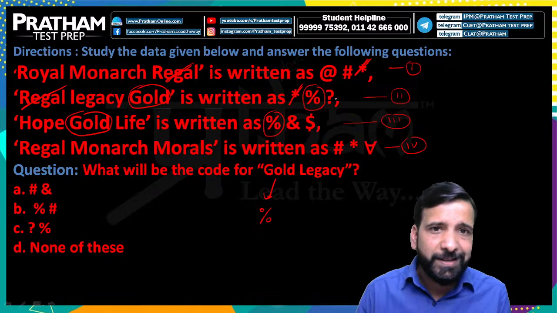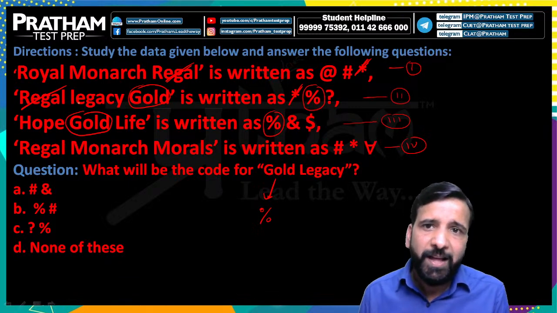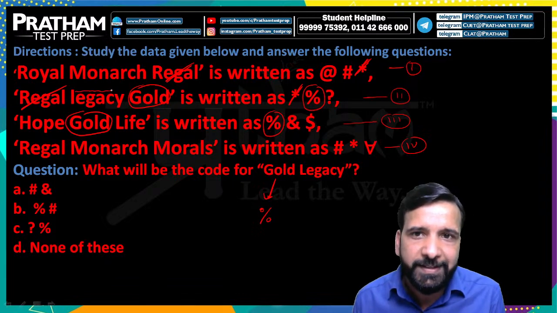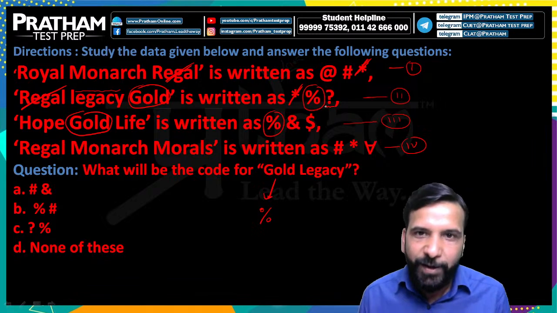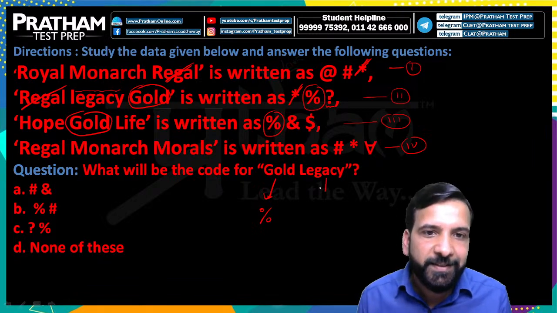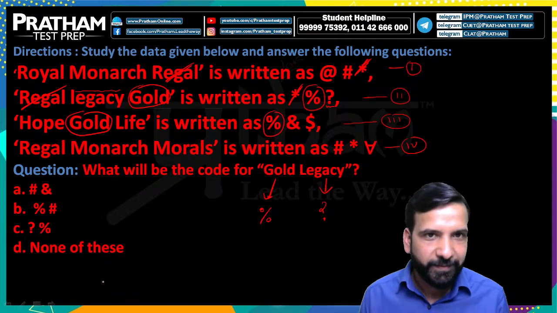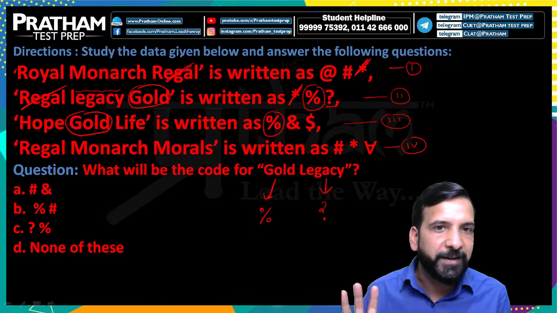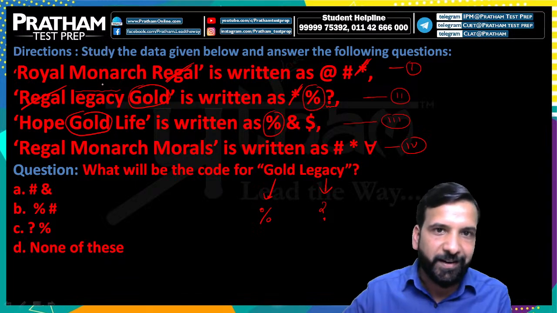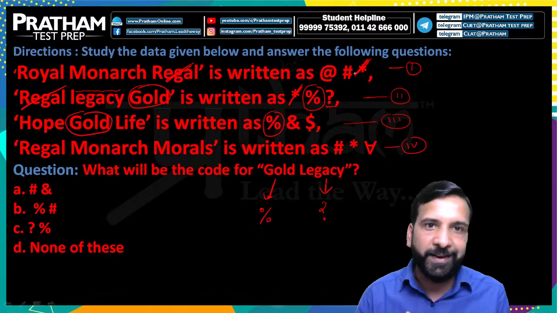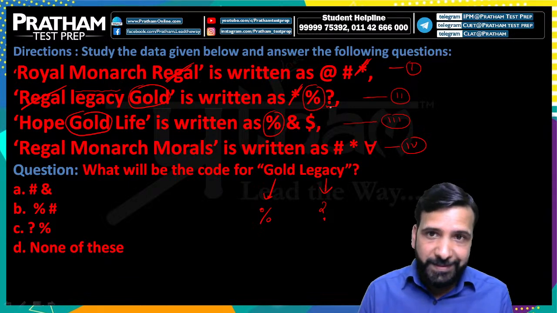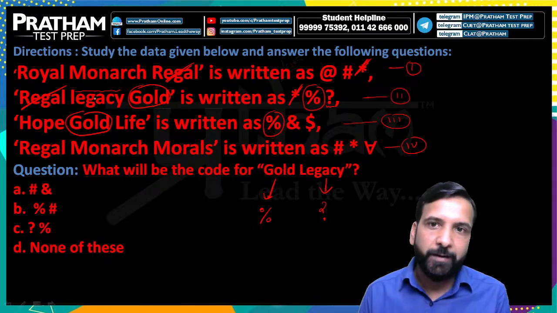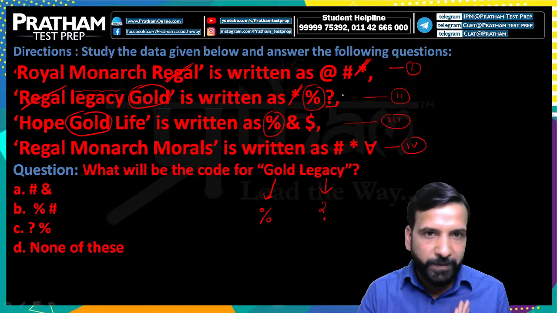And gold के लिए is the symbol percentage. Now here we are only left with legacy and here the only code left is question mark. So we can clearly say legacy is coded as question mark, right? Since regal is already eliminated, regal is common in first and second and the common code in first and second is a star, right? So the only code left here is percentage and the only word left here is legacy. So legacy is coded as percentage.